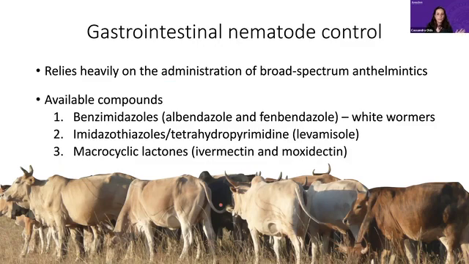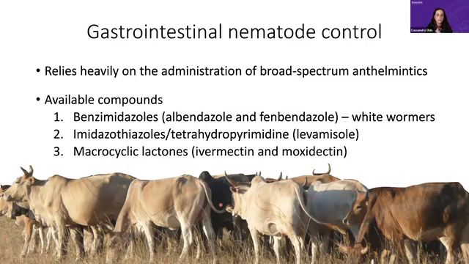And historically, we've been pretty heavy-handed with the antihelmintics. We rely heavily on the administration of these broad-spectrum antihelmintics to control infections. So that's just the standard practice. You have worms, you give a drug. There's 3 classes of compounds that are widely available. And it's important to know that not all these compounds will work against all worm species. And even if they do target a specific worm species, they don't necessarily target multiple stages.